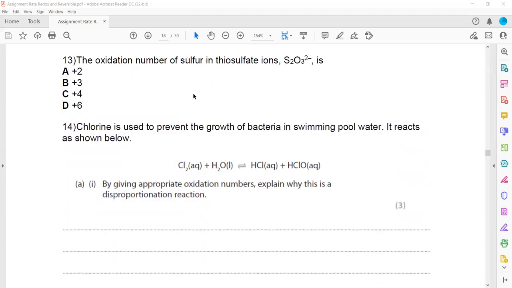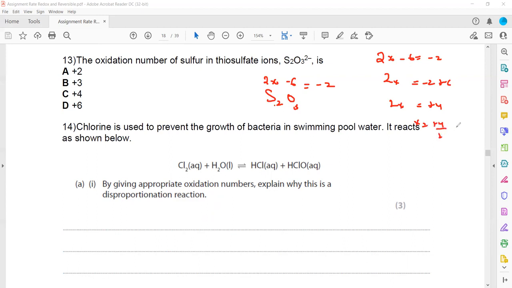The oxidation number of sulfur in thiosulfate. So how can we work out the oxidation number of sulfur in thiosulfate? It is S2O3, and the whole molecule has a charge of -2. Each oxygen is -2, 3 oxygens will be -6. Each sulfur is X, 2 sulfurs will be 2X. So 2X minus 6 is -2. Now the mathematical equation: 2X minus 6 is -2. This is minus, on the other side it will be added. So -2 plus 6 is equal to 2X. -2 plus 6 is +4. So 2X is +4, or X is equal to +4 divided by 2, or X is equal to +2. So A will be the right answer.